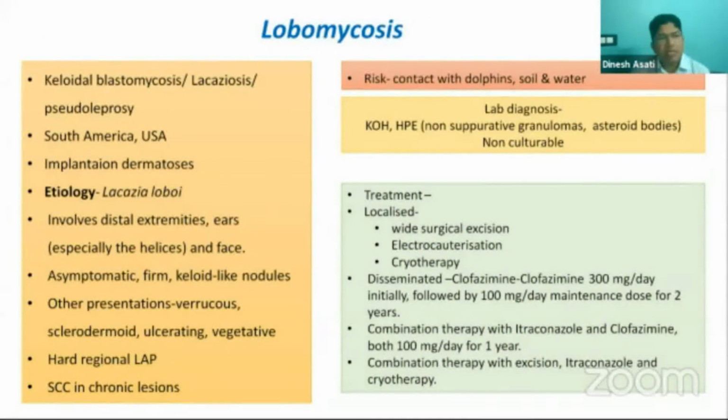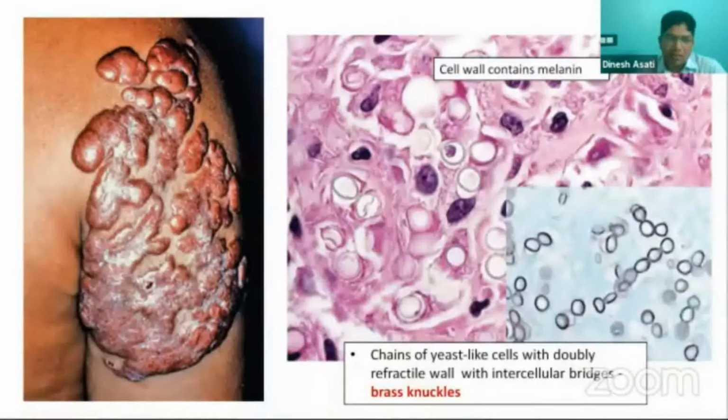Another very rare variety, especially in India, is lobomycosis, caused by Lacazia loboi, and it is also called keloidal blastomycosis. Here, what we see is keloid. Keloids are very firm or almost hard subcutaneous nodules which come and are very persistent. They are not easy to treat by any method. This is the similar presentation we expect in lobomycosis.